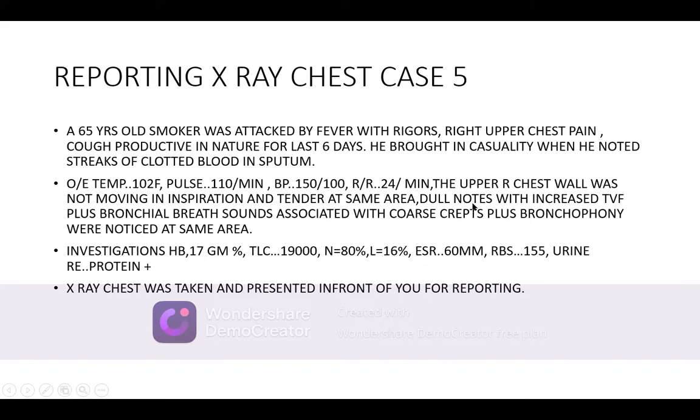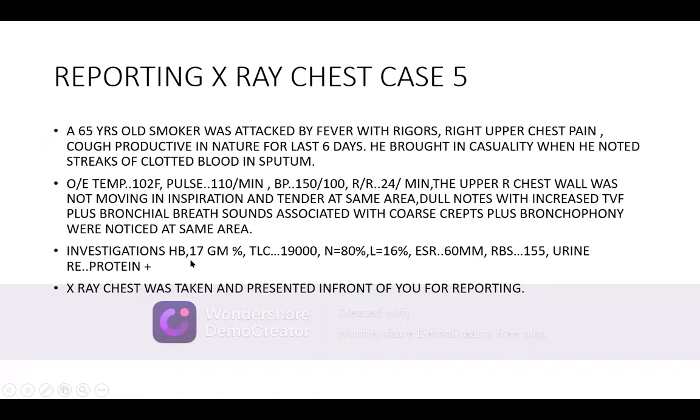There were dull notes on percussion with increased tactile vocal fremitus, and there was increased TVF plus bronchial breath sounds. What are bronchial breath sounds? Inspiration is equivalent to expiration, and there is a gap between the inspiratory phase and the expiratory phase. Definitely there will be a gap. It is associated with coarse crepts plus bronchophony. What is bronchophony? It means increase in the vocal resonance on that side. These were noticed at the same area.